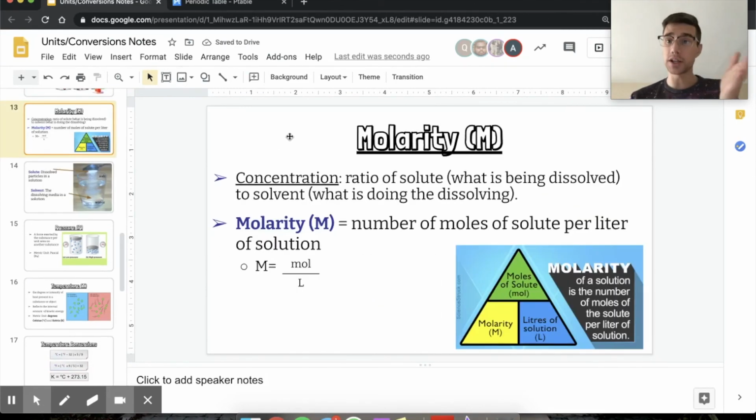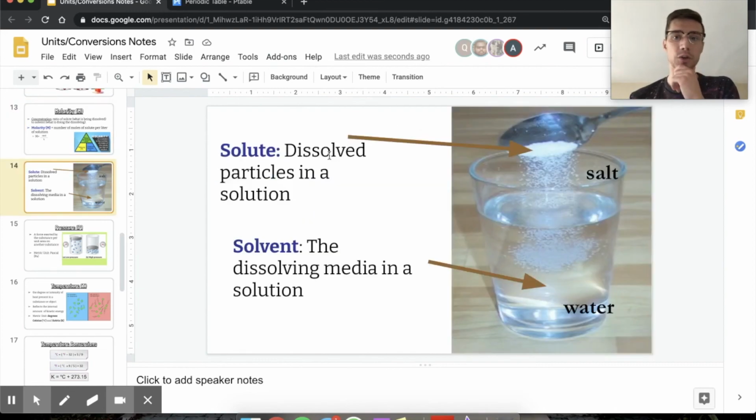All right, so molarity. Molarity has to do with concentration. Now, what is a concentration? A concentration is a ratio of solute, or the substance that's being dissolved, to solvent, or what is dissolving the stuff. So let's take a look at this picture down here. Notice here, we can dissolve salt in water, and you guys all know this, right? Salt dissolves in water. That's how we have the ocean. If you've ever had to gargle with salt water, that's how we make it.